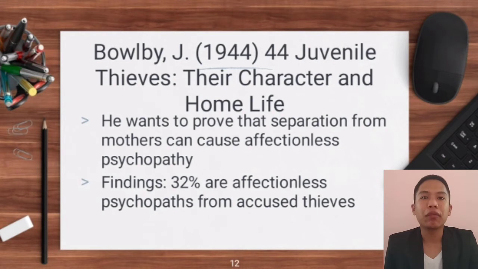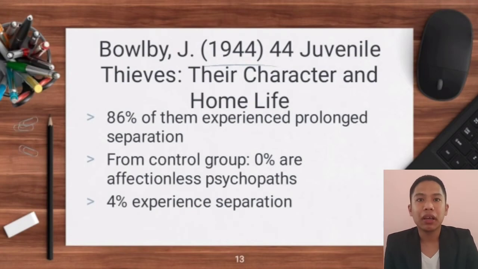Bowlby J., the 44 juvenile thieves, their character and home life. It is a study from John Bowlby in 1944 that aims to prove that maternal deprivation affects the life of those children. He wanted to prove that separation from mothers can cause affectionless psychopathy. His findings: 32% of the accused thieves are affectionless psychopaths, and 86% of them experienced prolonged separation. From the control group, 0% are affectionless psychopaths, and 4% experienced separation.